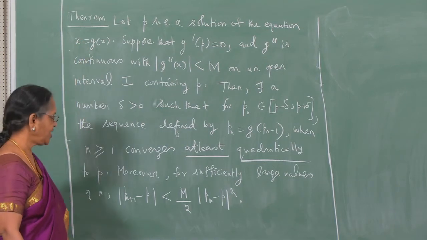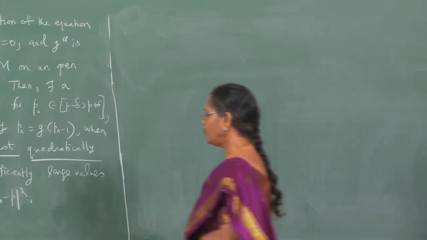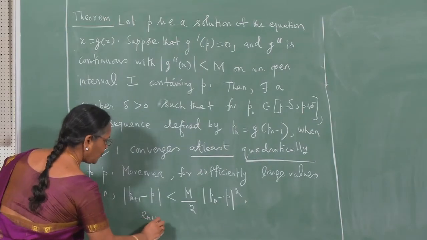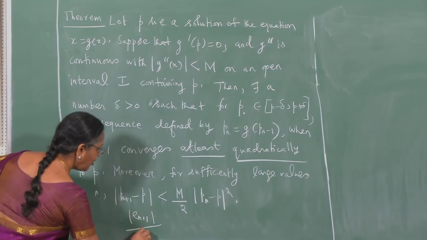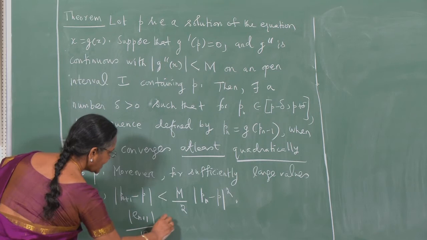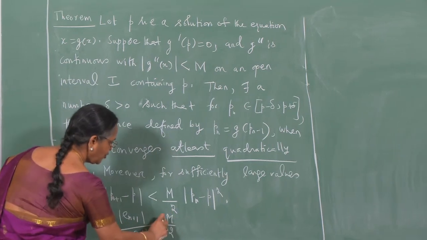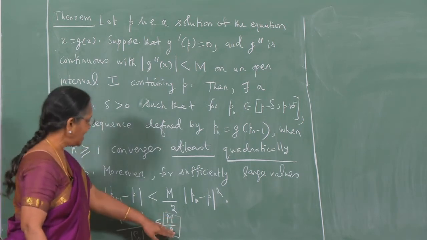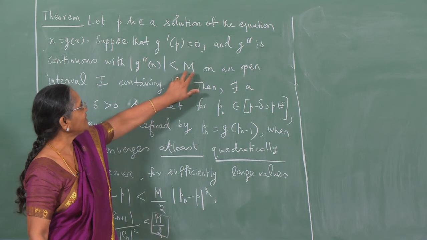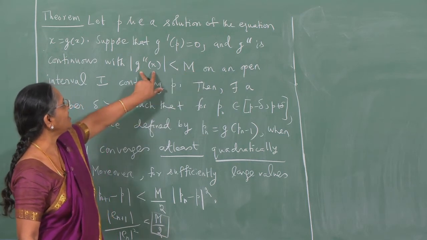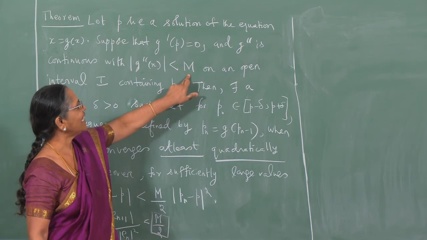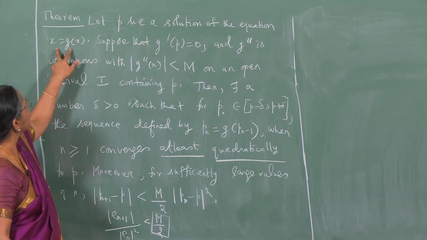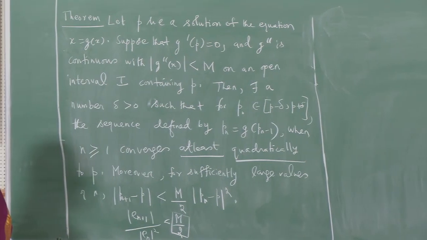In addition, it tells you that the error at the (n+1)th step, |En+1|, is such that it is less than M/2 times |En|^2. So, that also gives you the asymptotic error constant C in terms of capital M. And what is this M? M is such that |g''(x)| is strictly less than M in an open interval that contains this p, which is a solution of the equation x = g(x).